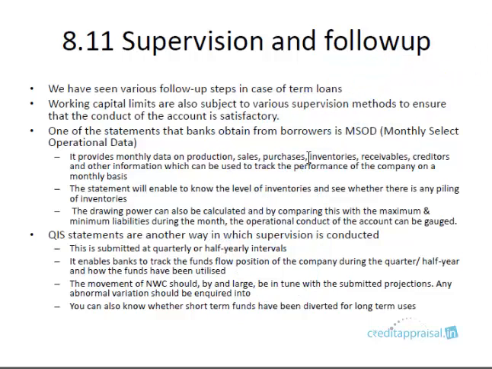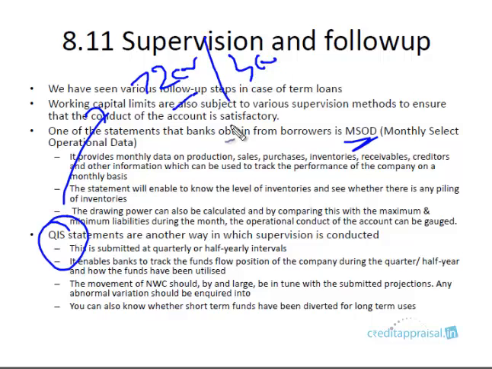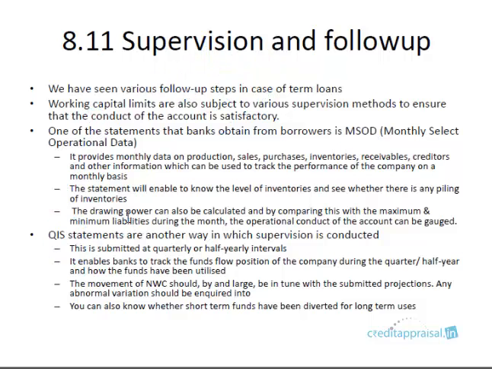One more statement is the QS statement. QS is a quarterly statement. MSOD is a monthly statement, right? QS is a quarterly statement, again stipulated above a cutoff, say for example 2 crores or 3 crores. So companies availing limits above this cutoff will submit this QS.